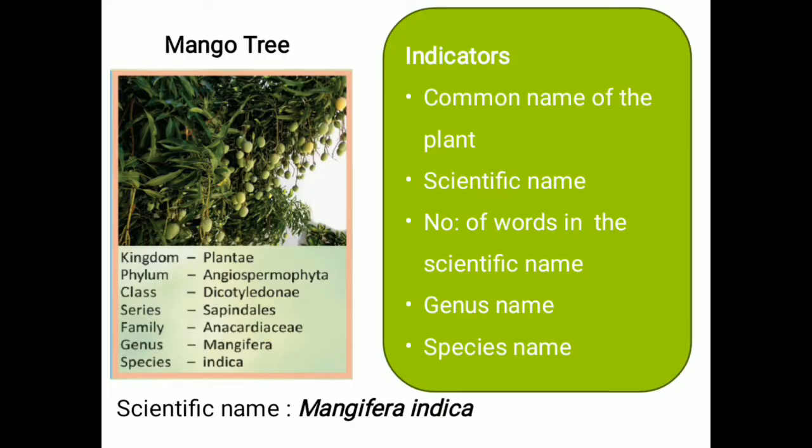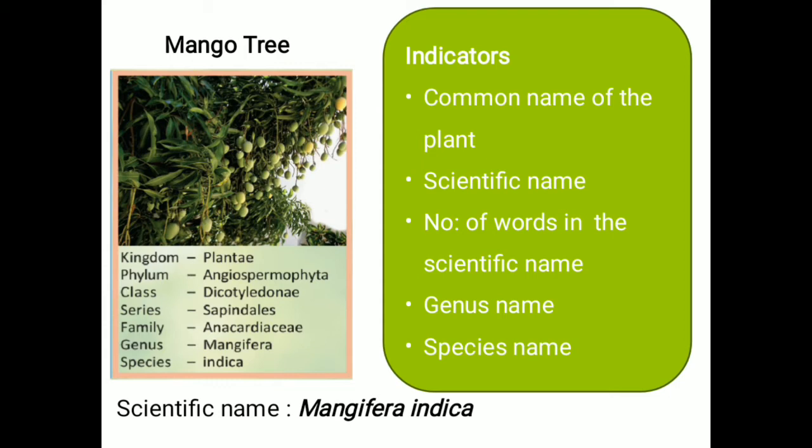So this is an illustration on mango tree. You have to observe this illustration based on the indicators given here, and you have to note down your findings in your science diary. So the indicators are common name of the plant. From this, you have to identify the common name of the plant.